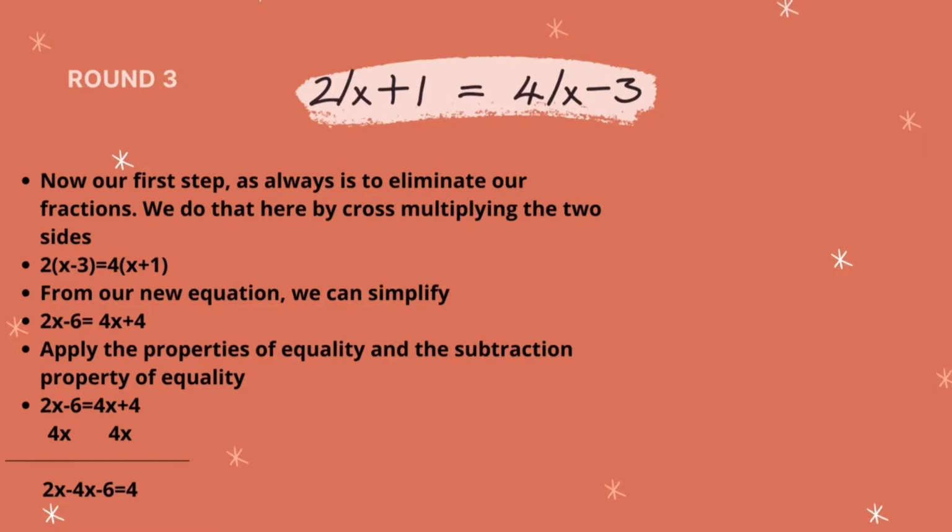From our new equation, we can simplify. 2x minus 6 equals 4x plus 4. Next step, apply the properties of equality, starting with the subtraction property of equality. 2x minus 6 equals 4x plus 4. Subtracting 4x from both sides, 2x minus 4x minus 6 equals 4.